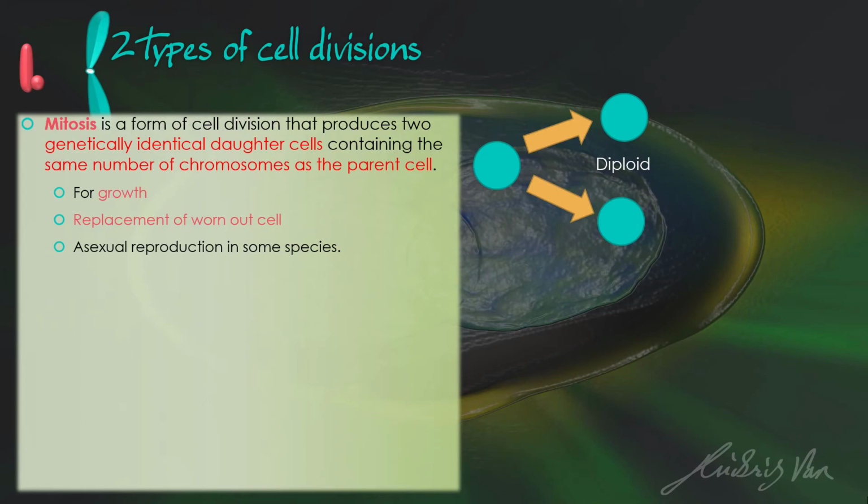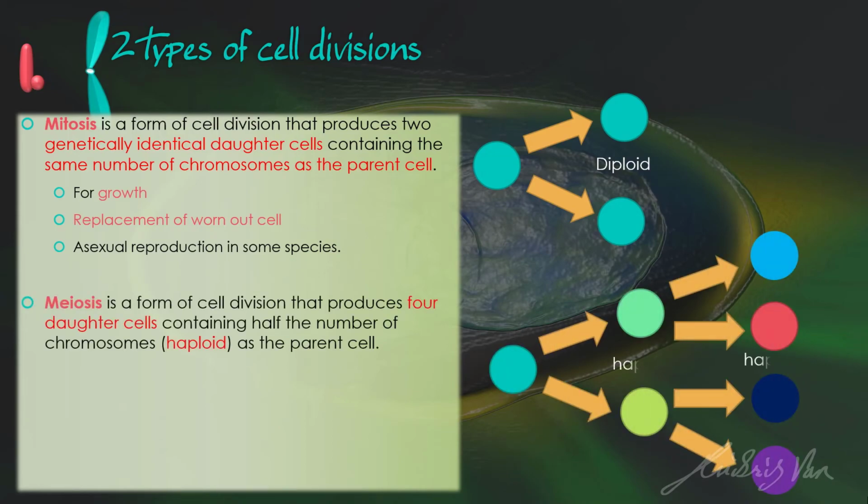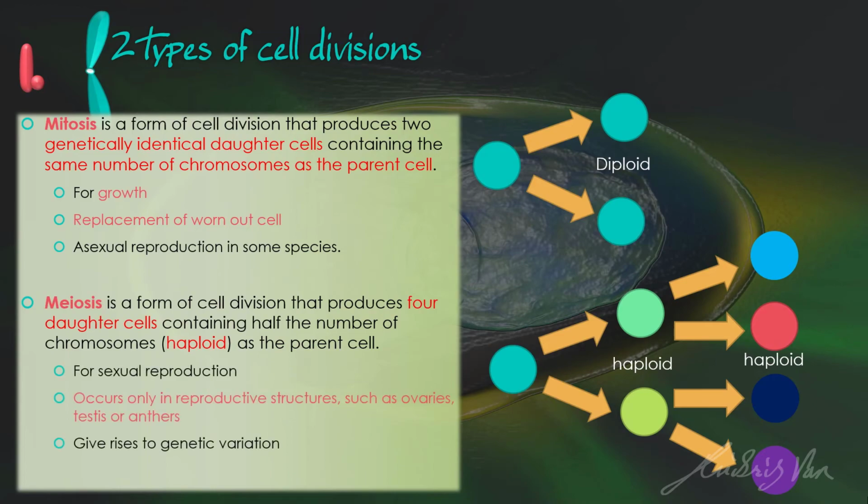The other type of cell division is known as meiosis. It is the form of cell division that produces 4 daughter cells, each containing half the number of chromosomes, so they are haploid when compared to the parents. This is needed for sexual reproduction, and it only occurs in reproductive structures such as the ovary, testes, or anther, and it will give rise to genetic variation.